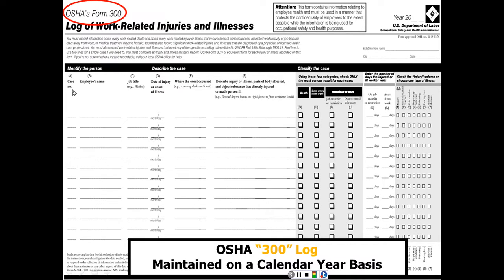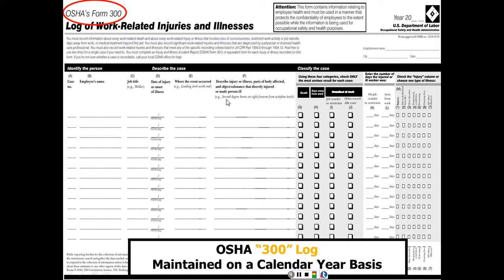And here we're going to have the case number, employee's name, who was injured or who got ill, the job title, what kind of job did they do, whether a plumber, electrician, welder, secretary, security guard, etc. The date of injury or onset of illness, if it's going to take a while to recover from, when did that illness start, where the event occurred, did it occur on site, and where exactly on site. So the example here is loading dock, or did it occur at the office of the company. Describe injury or illness, parts of body affected, and object substance that directly injured or made person ill.